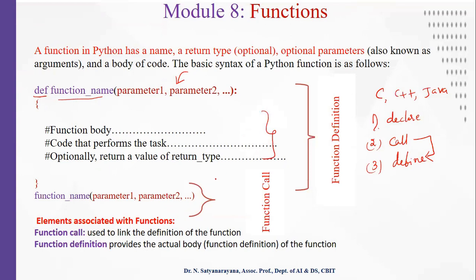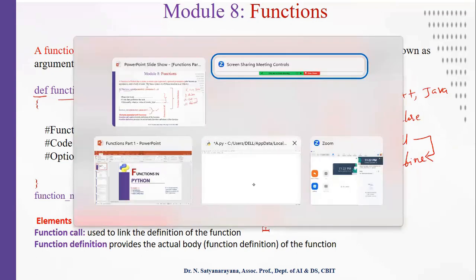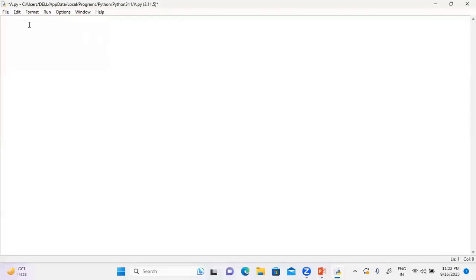This is called function definition, and then you can invoke the function, right? This is called function call. So we will see how to define a simple function. Now let us, I have just switched over to my Python IDLE. I want to write a simple program that will add the given 3 numbers, so that I want to implement using a Python function.